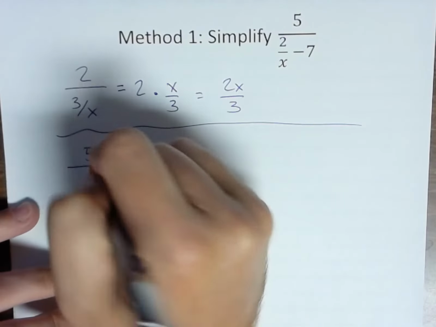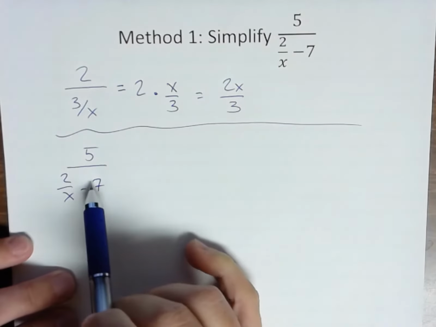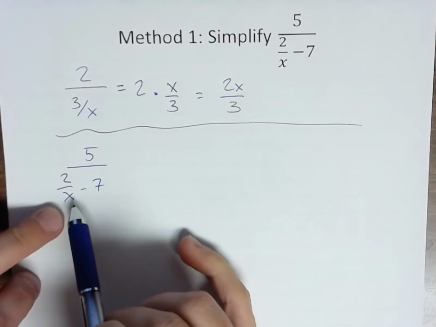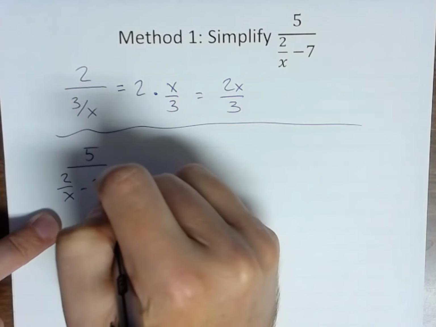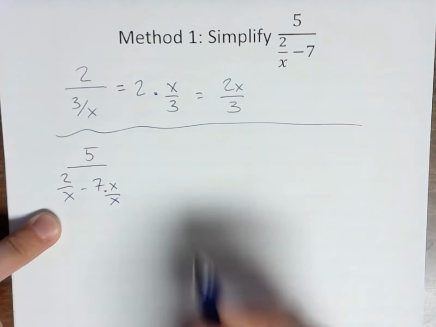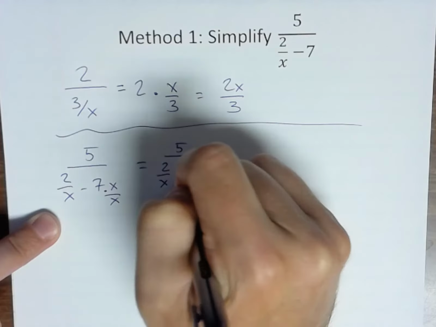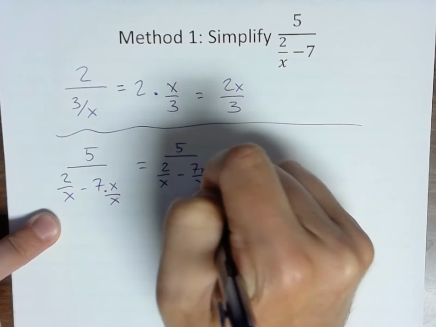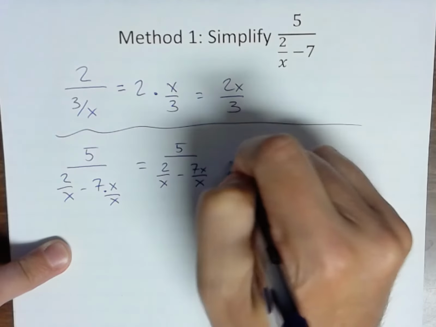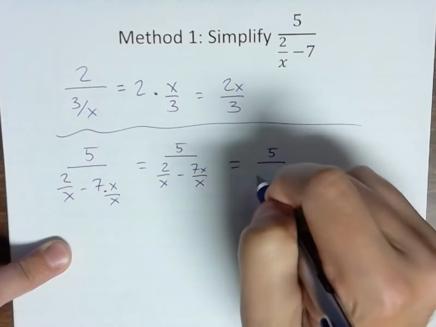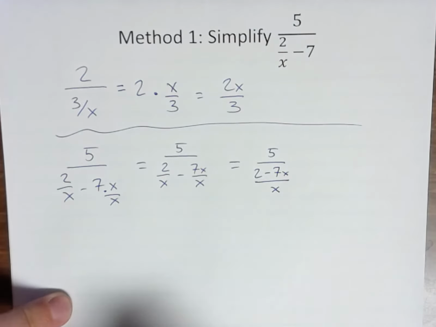So 5 over 2 over x minus 7. I need a common denominator here on the bottom. Well, it's going to be x, of course. So if I multiply my 7 by x over x, I'll get 5 over 2 over x minus 7x over x. Now I have a common denominator. I can combine that. So I get 5 over 2 minus 7x, still all over x.